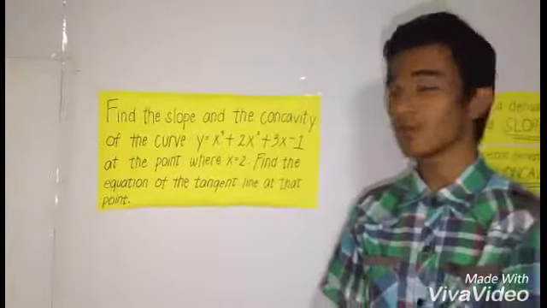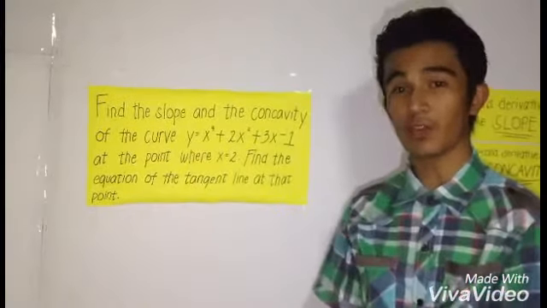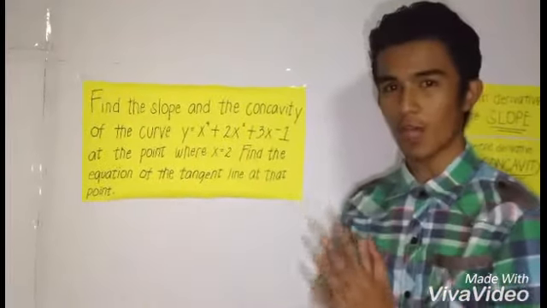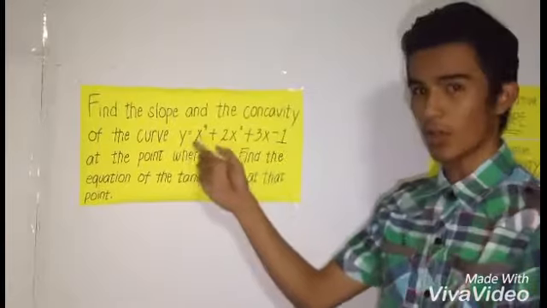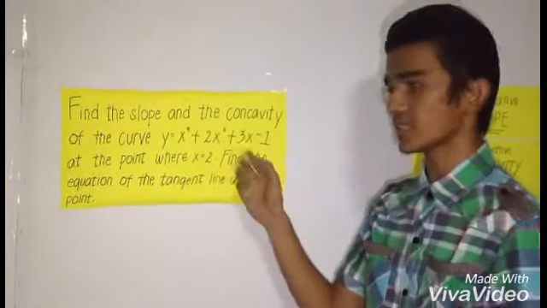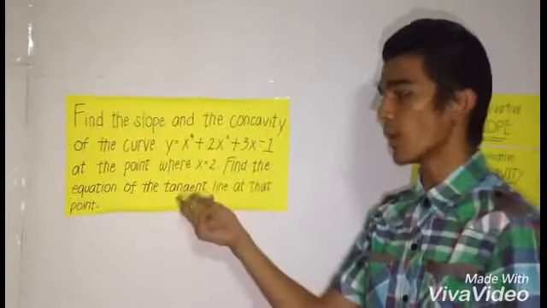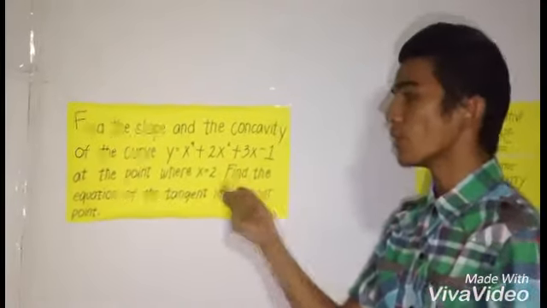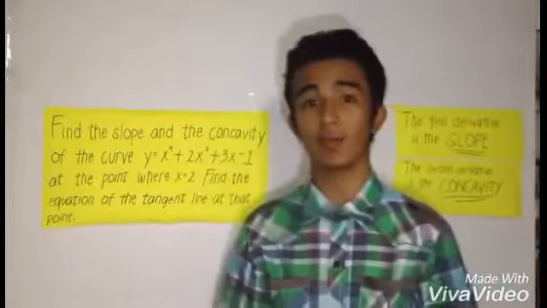The given problem about equation of the curve is that we have to find the slope and the concavity of the curve y equals x raised to 4 plus 2x raised to 2 plus 3x minus 1 at the point where x equals 2. We have to find the equation of the tangent line at that point.